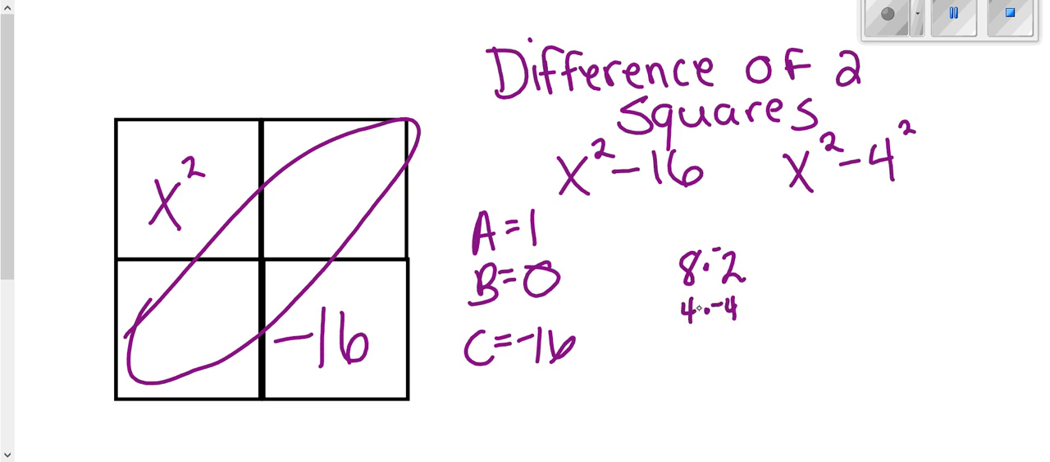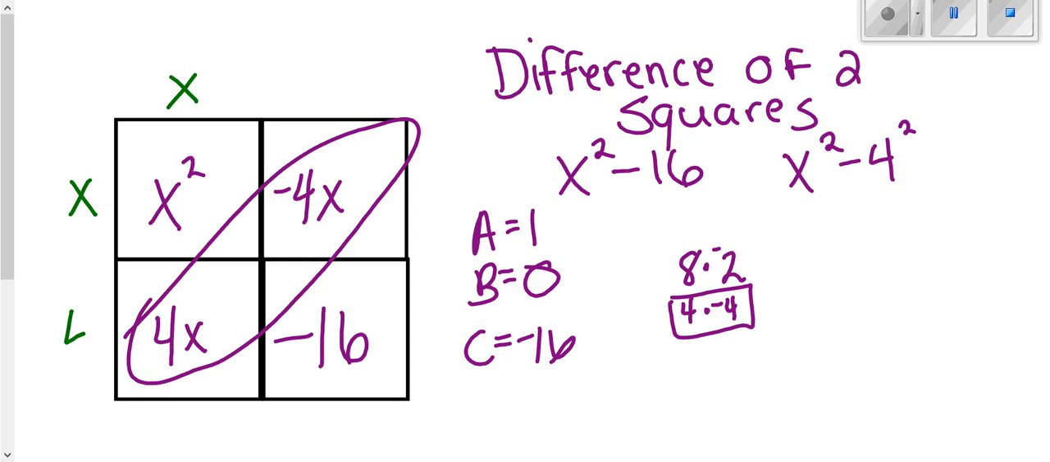4 and negative 4, that would equal 0. So I have 4x and negative 4x. So finding my factors now, I should have x to make x squared. I should have 4 to make 4x, and I should have negative 4 to make negative 4x and negative 16. So to write these as factors, I have x plus 4 and x minus 4.